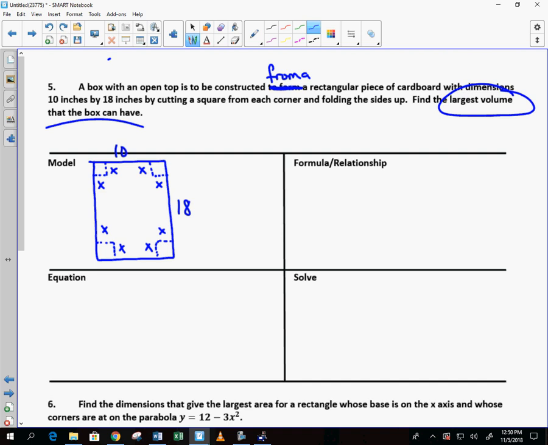So what's the first formula I should write? Volume equals width times length times height. Sorry, my smartboard went stupid. So we need to find three things: width, length, and height. Anybody want to take a guess at what the length might be of this new box?